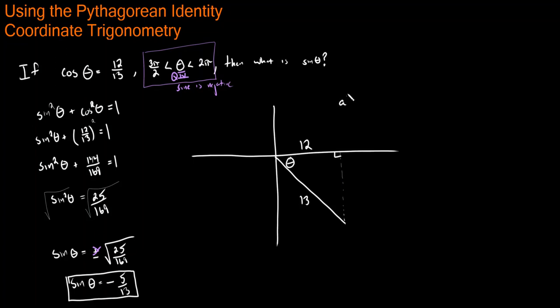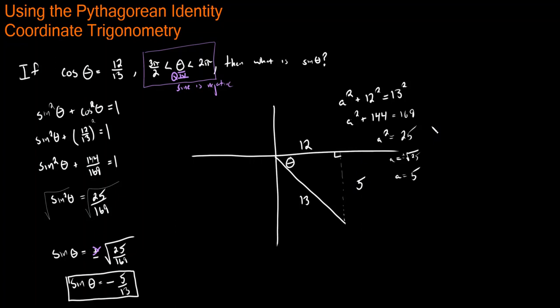So the missing side squared plus 12 squared is equal to 13 squared. So I get a squared plus 144 is equal to 169. Subtract 144, and I get a squared is equal to 25. A is plus or minus the square root of 25. Length can't be negative, so a is 5. So technically, the side here is 5.